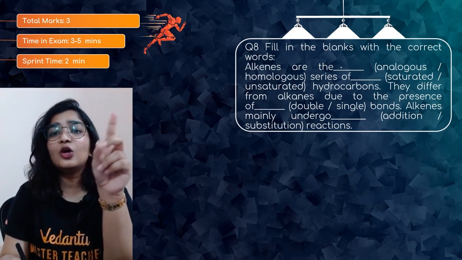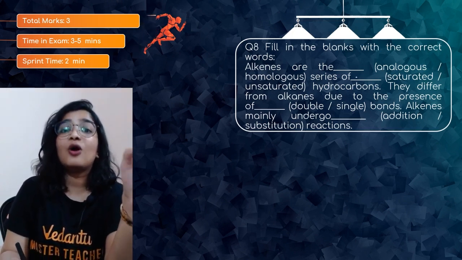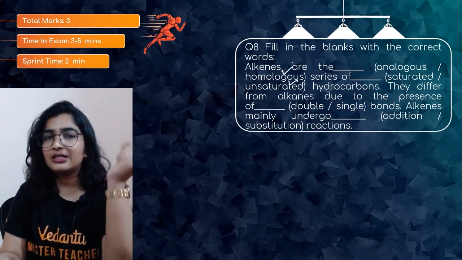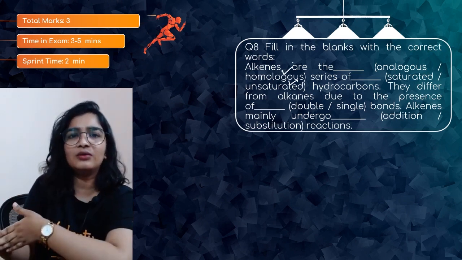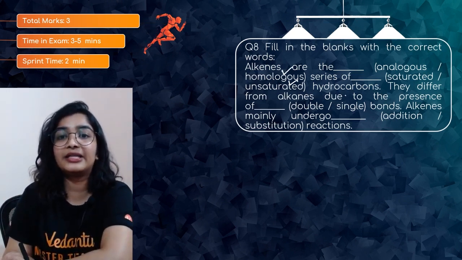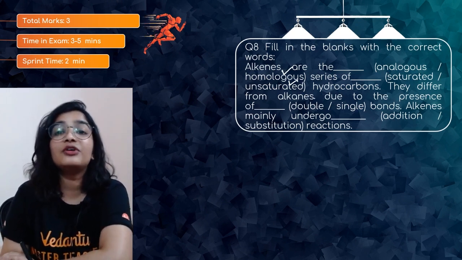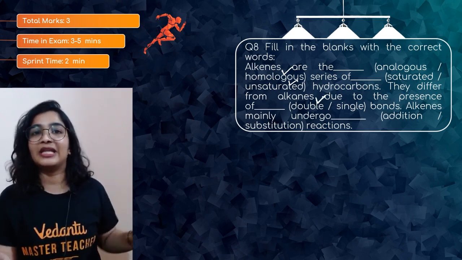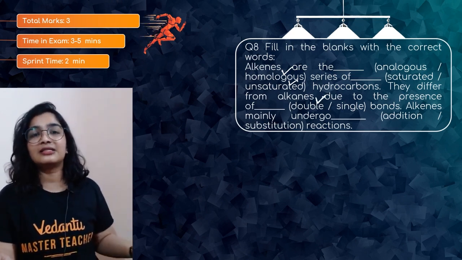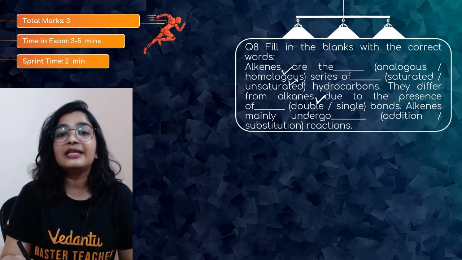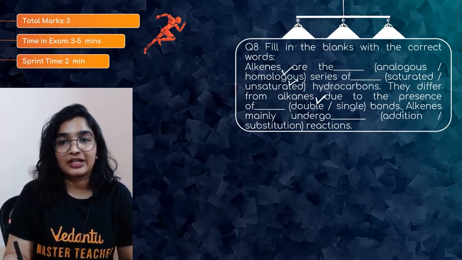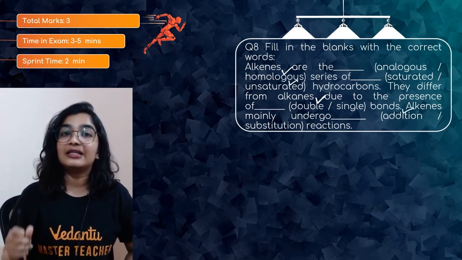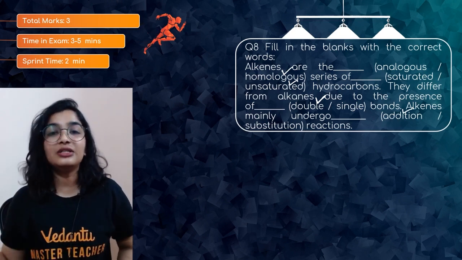So alkenes are the homologous series of unsaturated hydrocarbons. Right? Are they saturated? No. Why? Because they have a double bond, no? They differ from alkanes due to the presence of a double bond. At least a minimum of 1 double bond has to be there in that hydrocarbon to be called an alkene. Alkenes mainly undergo addition reactions. Alkanes, or the saturated hydrocarbons, undergo substitution, whereas alkynes undergo addition reactions.